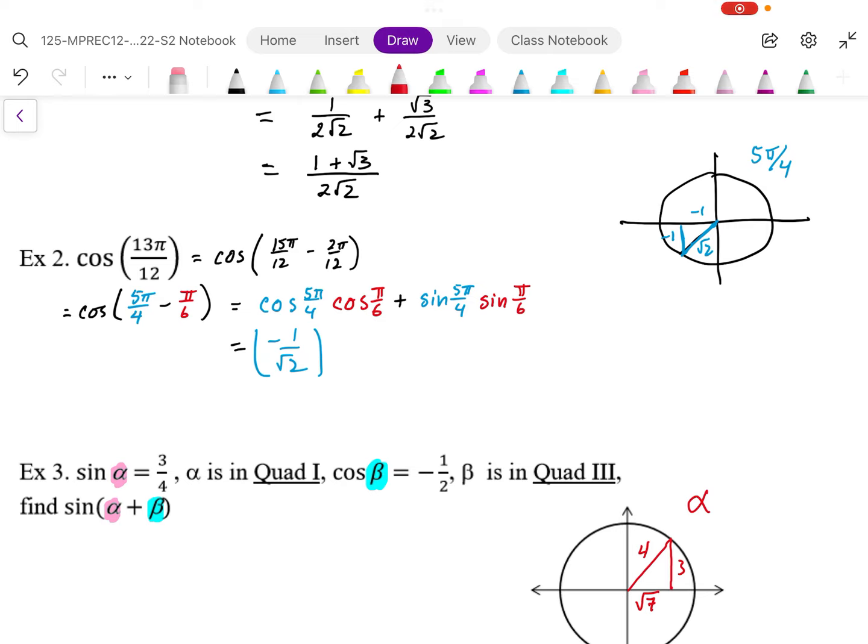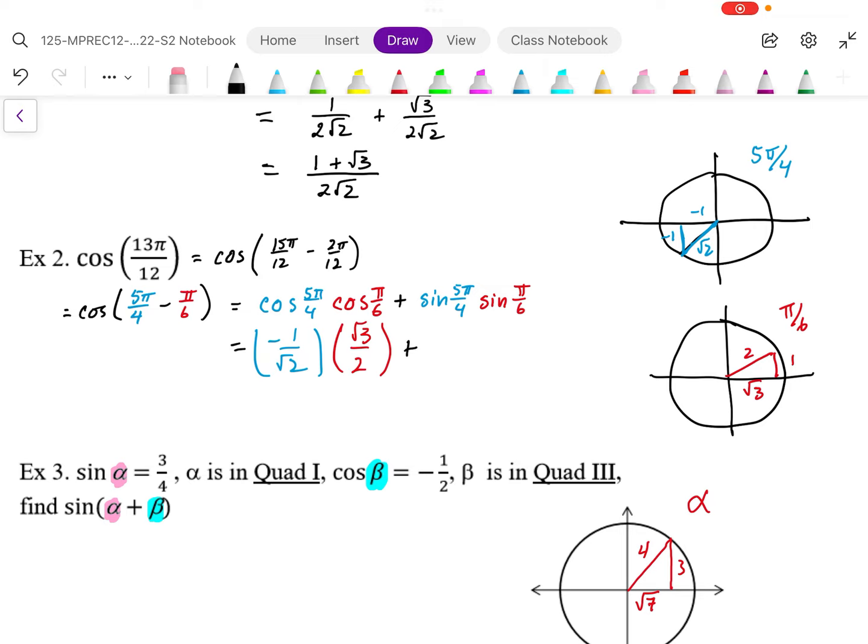For pi over 6, I'm going to draw a picture. Pi over 6 is in quadrant 1, over here. It's going to be 1, 2, root 3. So cosine of pi over 6 is going to be the long side, root 3 over 2, plus sine of 5 pi over 4, which is -1 over root 2. Sine of pi over 6 is going to be 1/2. And there I have the exact values to get cosine 13 pi over 12.